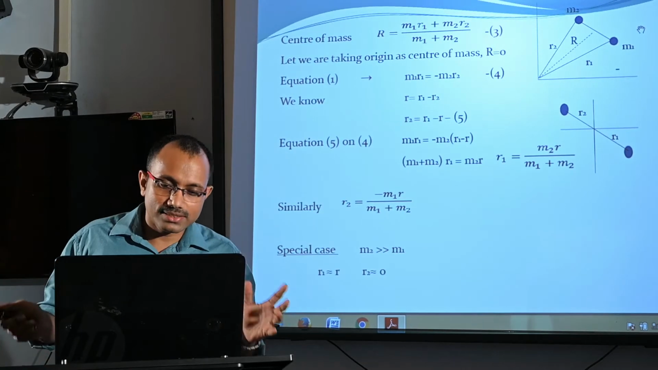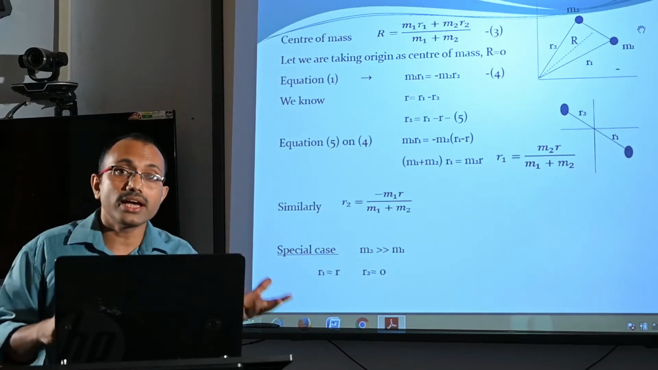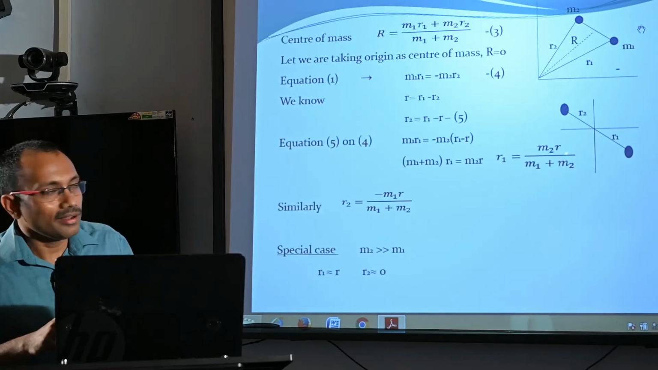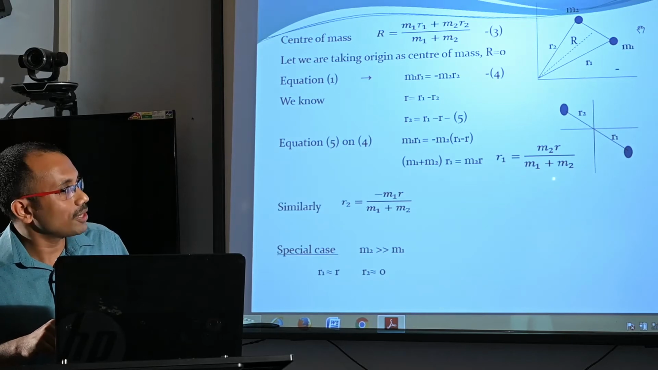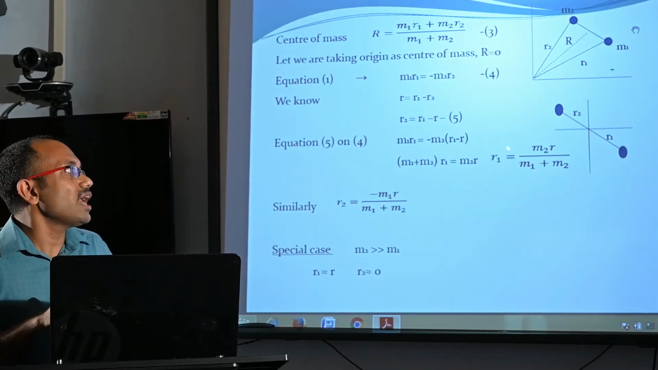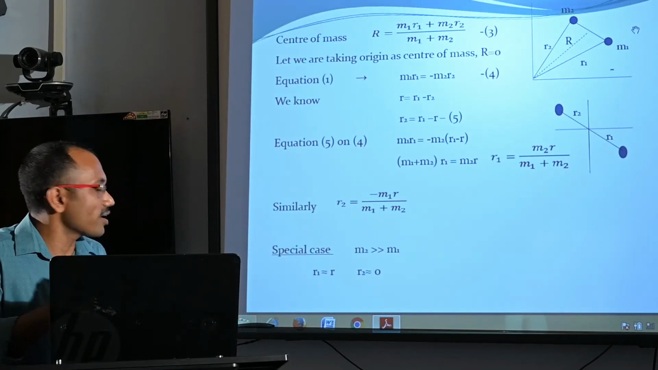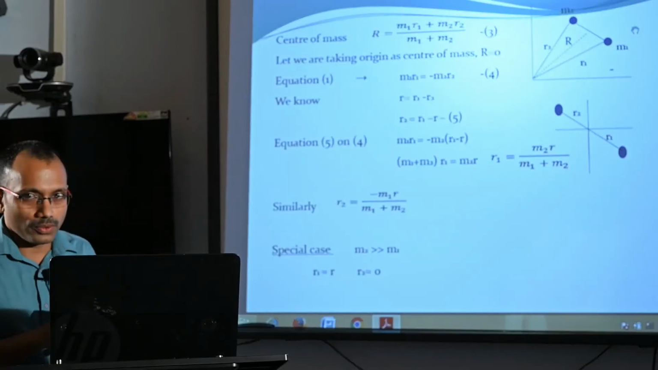So, I am taking a special case. In that special case, m2 is very much greater than m1. So, in this equation, m1 plus m2 is almost equal to m2. This m2 and m2 will cancel each other, then I will get r1 is equal to r. Similarly, I will get r2 is approximately equal to 0.